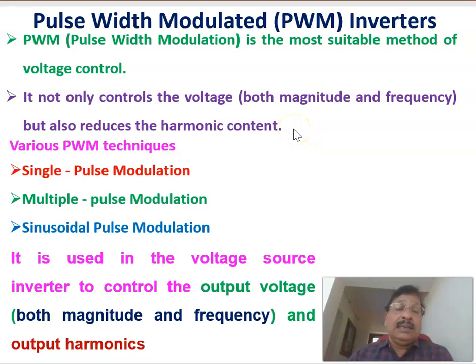Already we have explained the different square wave inverter as well as the bridge inverter with 120-degree conduction as well as 180-degree conduction mode. In all these cases, the output voltage magnitude can be changed only by changing the DC input voltage. But in this method, that is pulse width modulation techniques, we can change both magnitude and frequency, and certain harmonics can be reduced, that is, also reduce the harmonic content by using PWM technique.